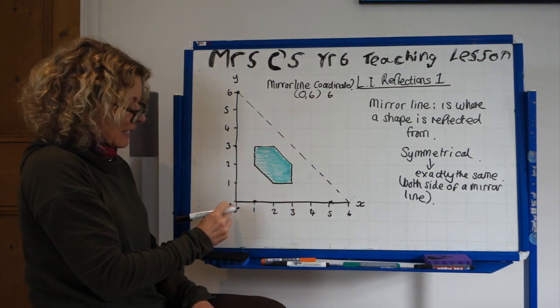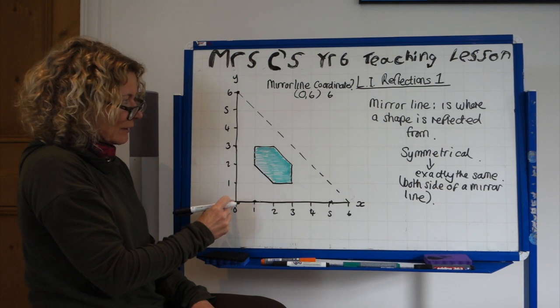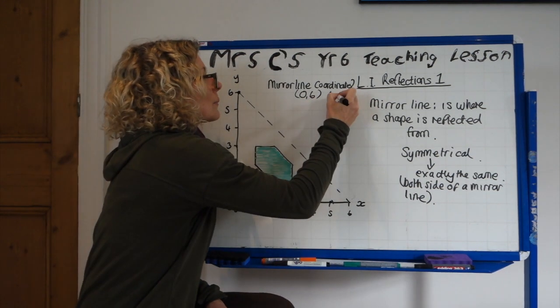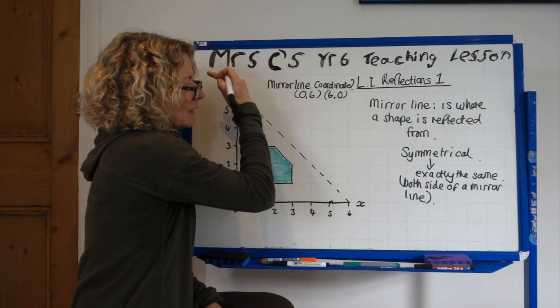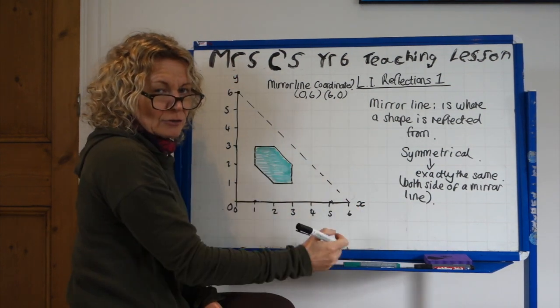You're not really going up the stairs, but you still need to mark it where it is on the y. So it's the opposite way around, isn't it? So they are the mirror line coordinates, and it creates a mirror line which runs diagonally across the graph.